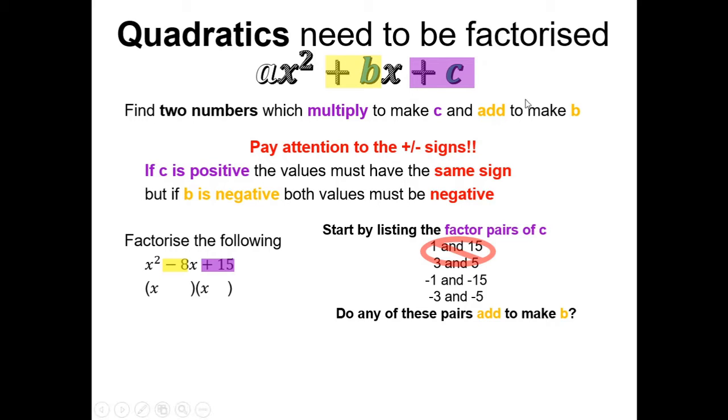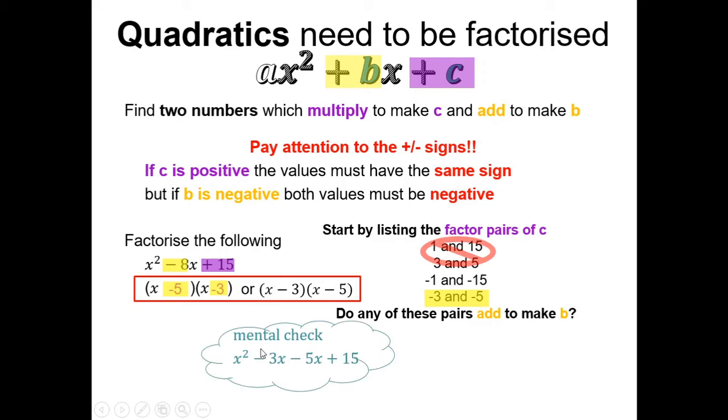It's either negative 1 and negative 15, that's going to be negative 16, that's not going to work, or negative 3 and negative 5, that makes negative 8. So I've got my pair, I'll put those in my brackets, either negative 5 and negative 3, or negative 3 and negative 5, and I'm just going to do my quick mental check. If I do x times x, it's x squared.